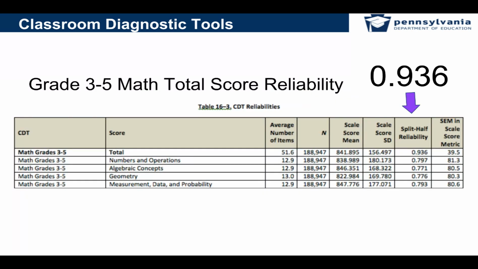Here is the math version, and it's a different form of chart where the numerical look rather than a graphic look at it. But you can see in the pattern for the total CDT, the number is 0.936. And that's because there are 50 to 60 items that are taken into consideration for that reliability calculation. And then for each of the categories in math, numbers and operations, there are 10 to 12 items. And look at the reliability, it's a 0.797. And it remains consistent across those categories because each of the reporting categories has an average number of items, which is going to range between 10 and 12.